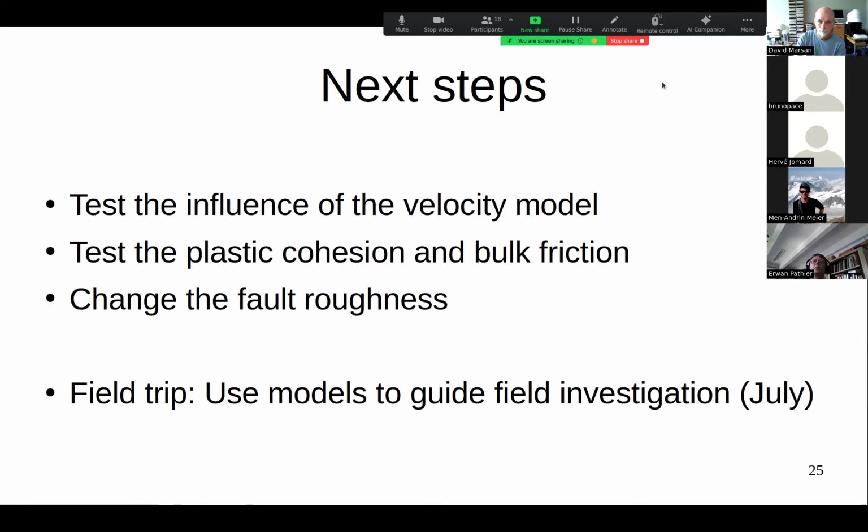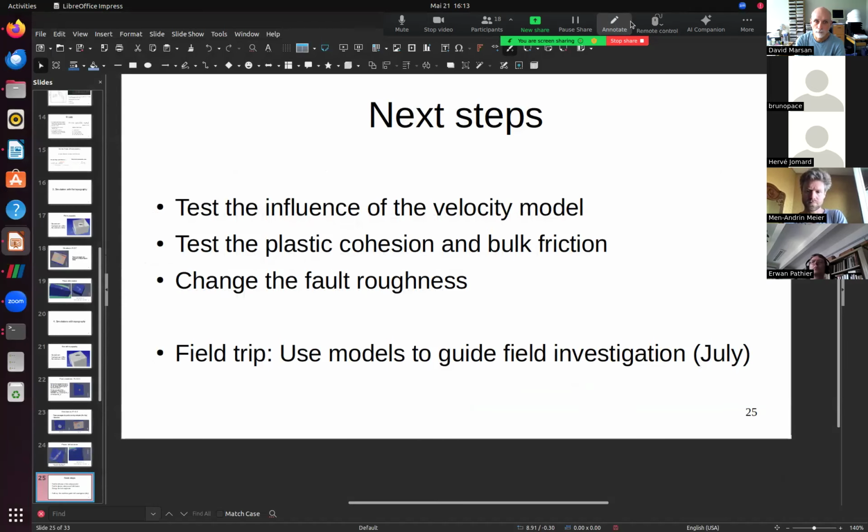So for the next step, we'll test the influence of the velocity model. I will try to run simulations with other velocity models, test different values for the plastic cohesion and yield friction, and change the fold roughness. And also in July, I will go on field work, so I will try to use the models to guide the field investigations.